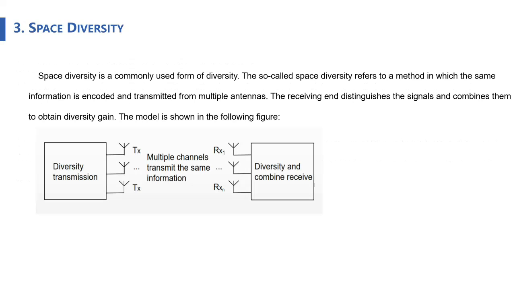And next, let's talk about space diversity. Space diversity is a commonly used form of diversity. It refers to a method in which the same information is encoded and transmitted from multiple antennas. The receiver distinguishes the signals and combines them to obtain diversity gain. The model is shown in the following figure.